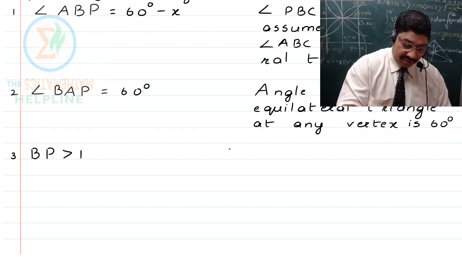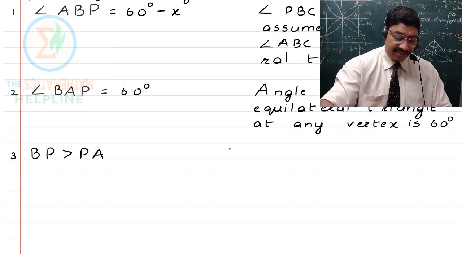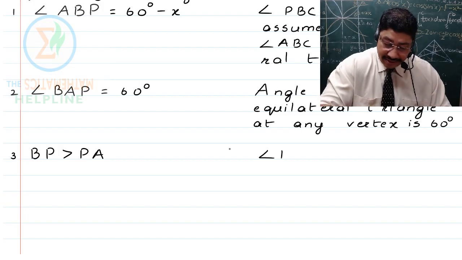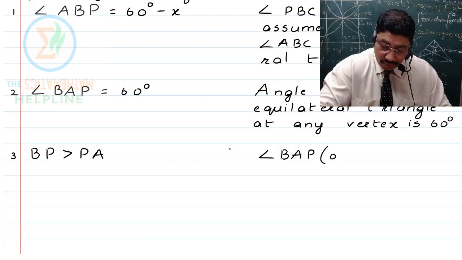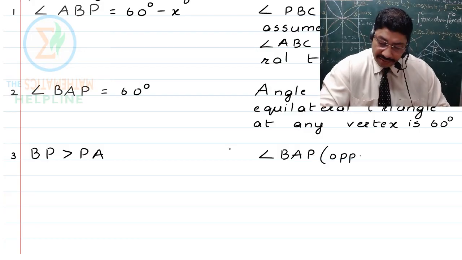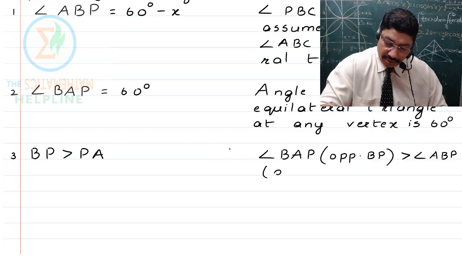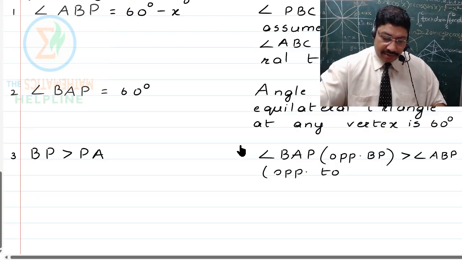BP is greater than PA, and the reason is, you will say that angle BAP, opposite to BP, is greater than angle ABP, which is opposite to PA.